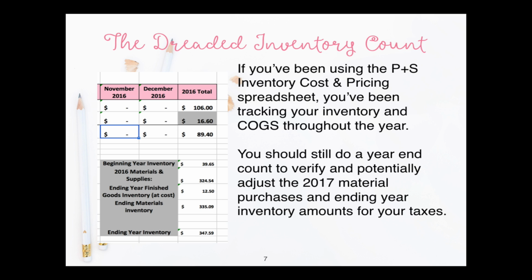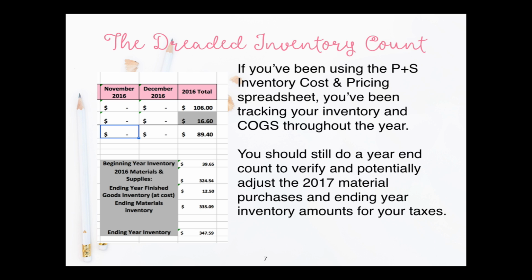Now, I will say that you should most definitely still do a year-end count to verify and potentially adjust the numbers that the spreadsheet has been calculating for you. So just a real quick snippet, if you have the spreadsheet and you've been keeping it updated, you can check out your sales tab for the year and it will tell you your total materials and supplies purchases for the year, your ending year finished goods inventory, those are just your finished goods, and your ending year materials and supplies amounts. So those two last totals added together should give you a year-end inventory count, that 347 in this example.